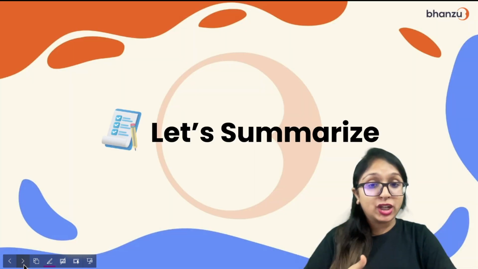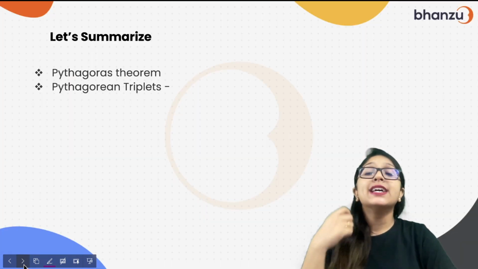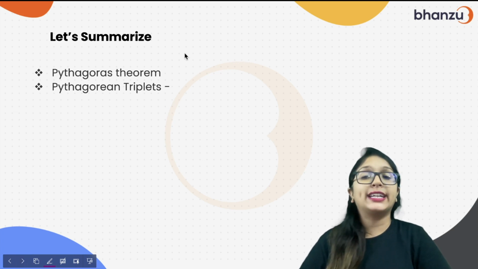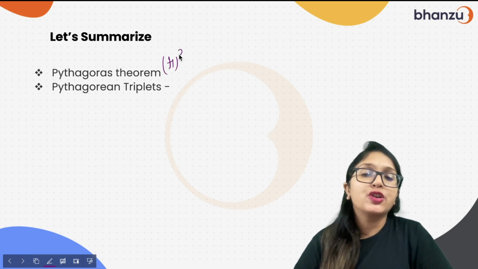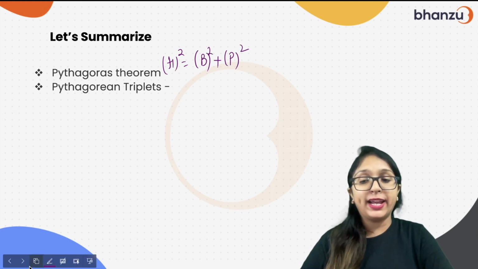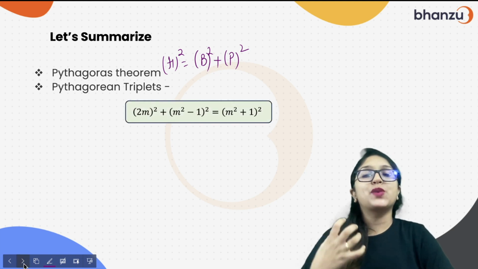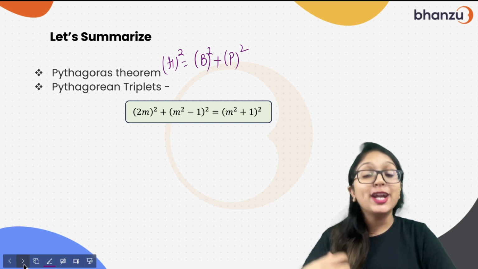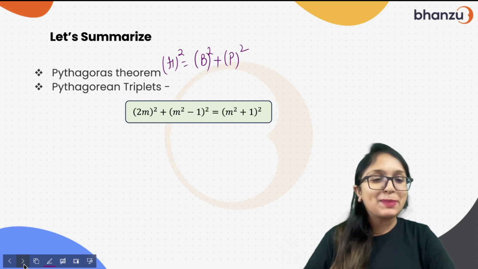I hope you liked the topic. Now we will quickly summarize. We've learnt about Pythagoras theorem. We learnt that this is applied to a right angle triangle and hypotenuse square is equal to base square plus perpendicular square. And then we learnt about the Pythagorean triplet. We can use this formula, (2m) square plus (m square minus 1) whole square is equal to (m square plus 1) whole square, to find the Pythagorean triplet.